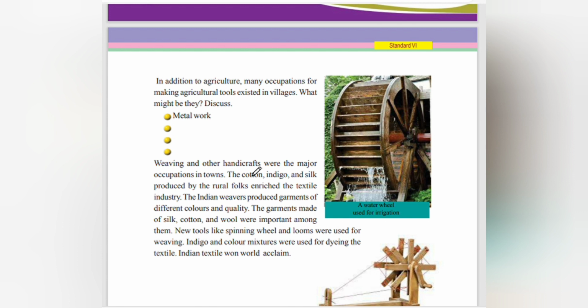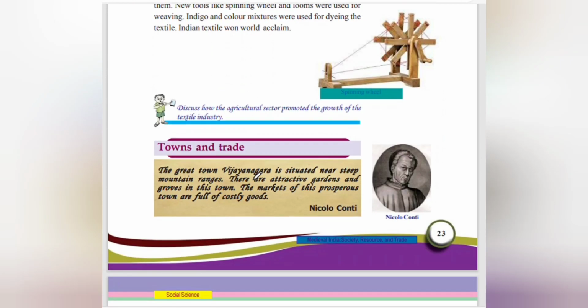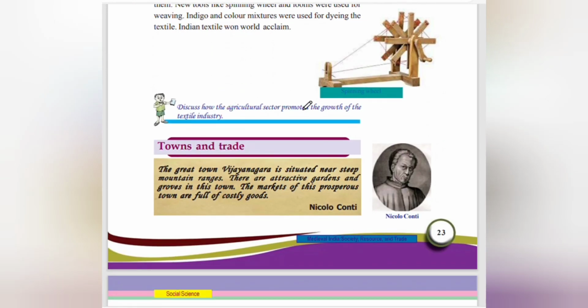New tools like the spinning wheel and looms were used for weaving. Indigo and color mixtures were used for dyeing the textile. Indian textile won world acclaim. Discuss how the agriculture sector promoted the growth of the textile industry.